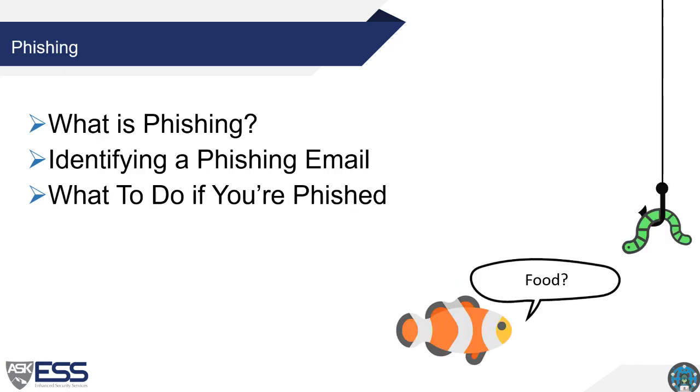So what is phishing? We're going to go into that in detail in the next slide. We're also going to give you some tips and tricks on how to identify phishing emails. And then, by all means, what to do if you happen to fall for a phishing email. There's the right thing to do and the wrong thing to do, and we'll go through those items and give you some best practices on how to report it. What should you do if you feel like you've fallen for one of these? We'll touch on that as well.